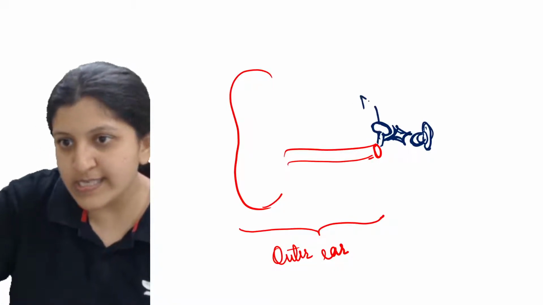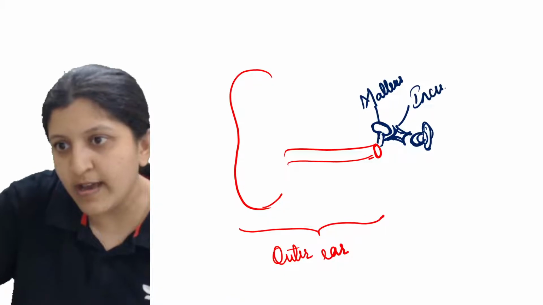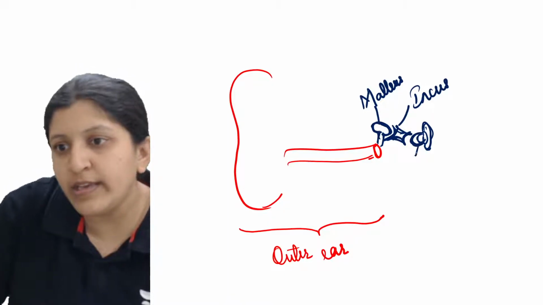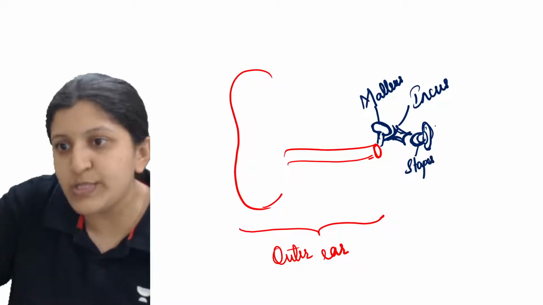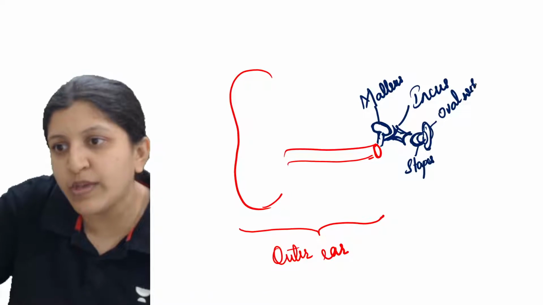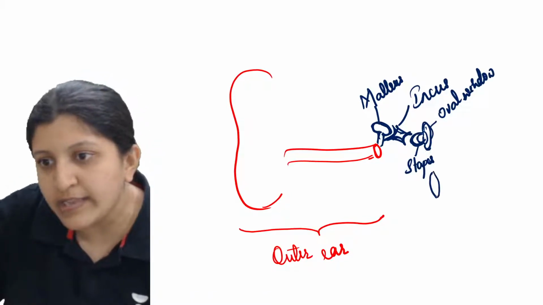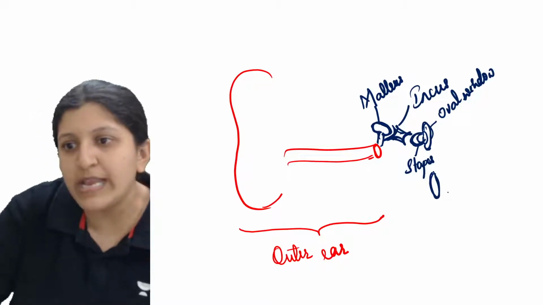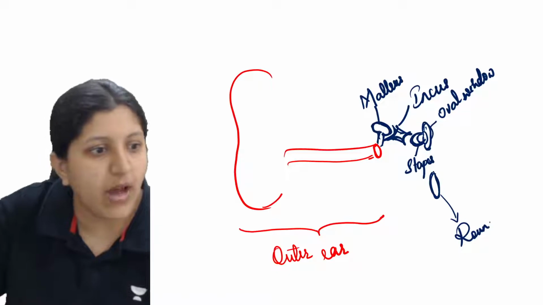So this is malleus. Okay, and this one is incus, this one is stapes. Okay, and this one is oval window. So there is an oval window that you can see, and associated with that below you can find that there will be a round window. So I'll just label that right now. So this one is the round window.